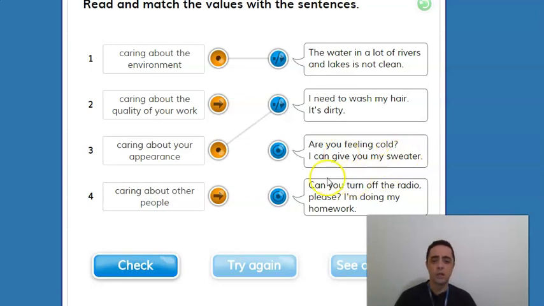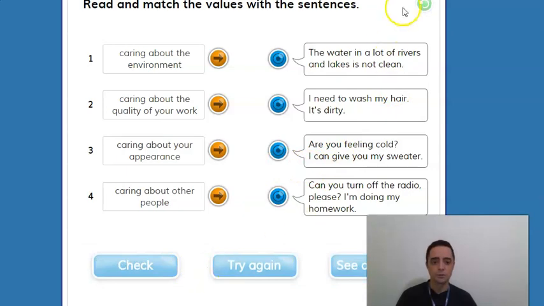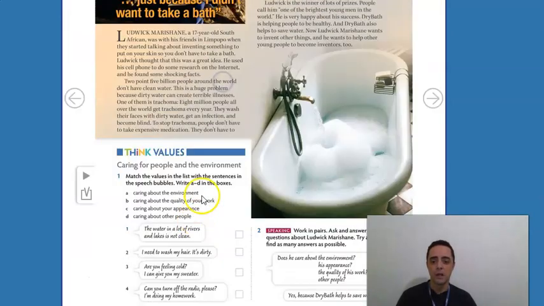"Are you feeling cold? I can give you my sweater." So this is caring about other people. "Can you turn off the radio, please? I'm doing my homework." So this is caring about the quality of your work. So let's check. Yes, it's correct. Okay, so let me go back.